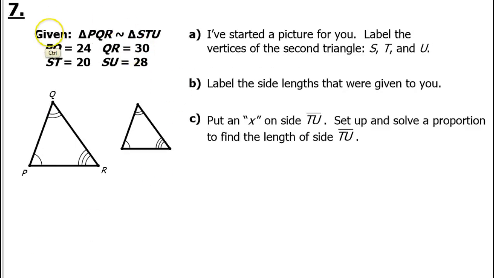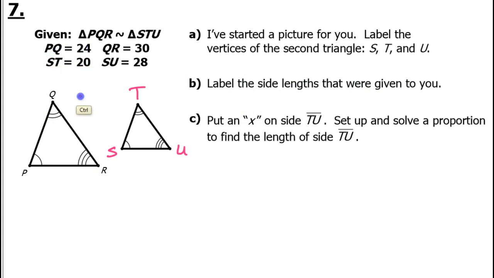So in problem number 7, they gave us all this good information. So I've started a picture for you. Label the vertices of the second triangle, S, T, and U. All right, so this will be S, T, and U, all corresponding with the P, Q, and R. Now label the side lengths that you were given.